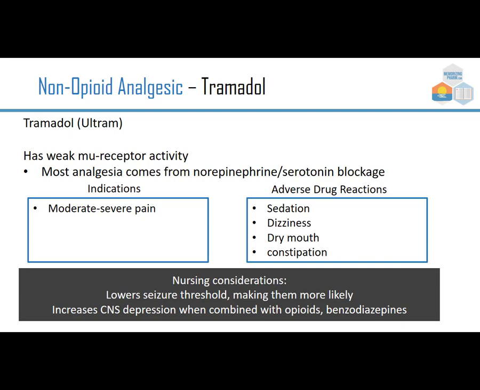So let's look at tramadol, which is Ultram. It has weak mu receptor activity. Most of the analgesia comes from norepinephrine and serotonin reuptake blockade. The indications include moderate to severe pain. And then adverse drug reactions include sedation, dizziness, dry mouth, and constipation. The nursing considerations would be lowering the seizure threshold and making seizures more likely, and increased CNS depression when combined with opioids and benzos.